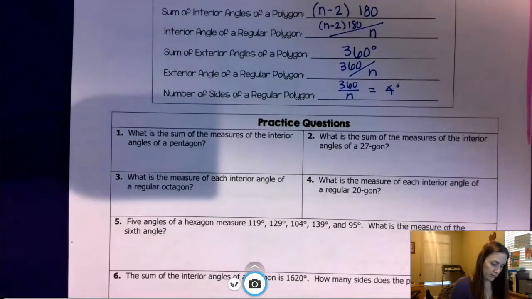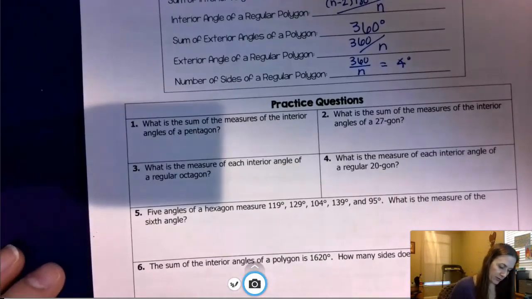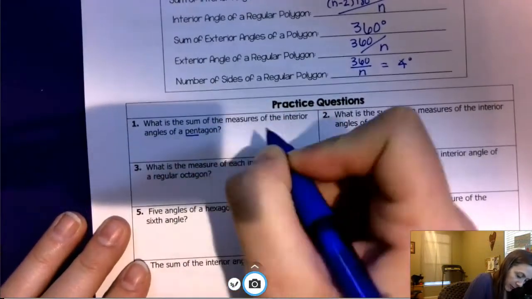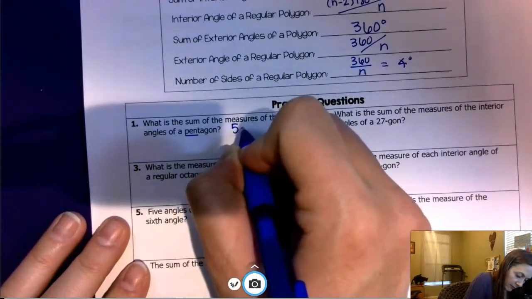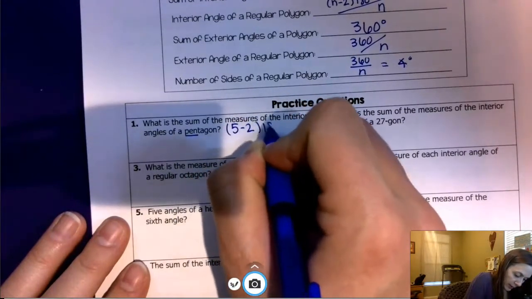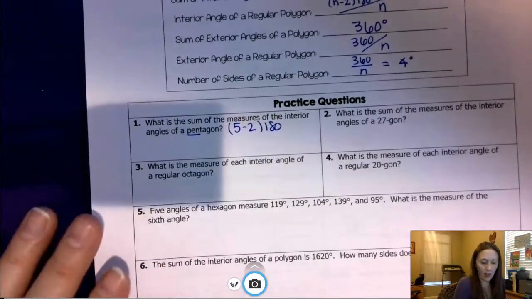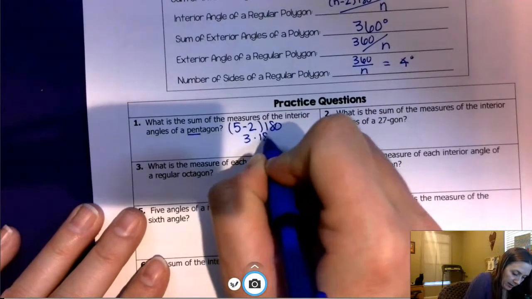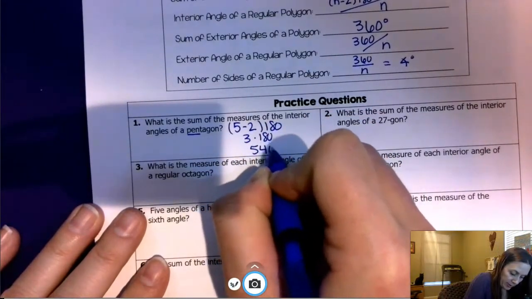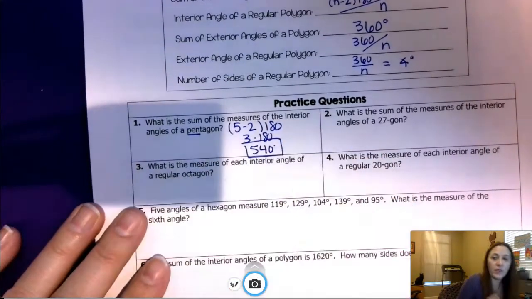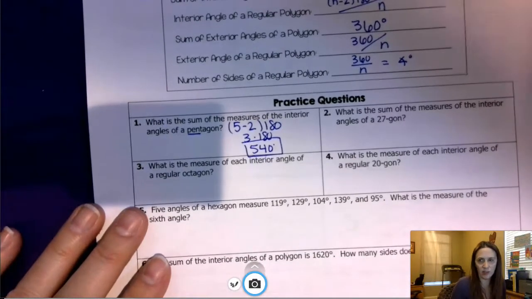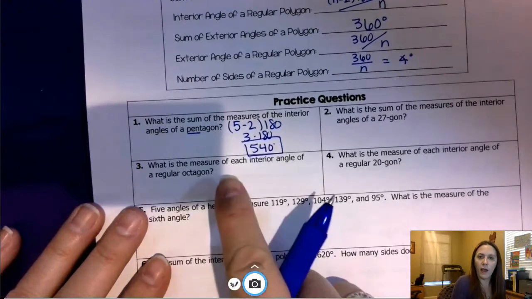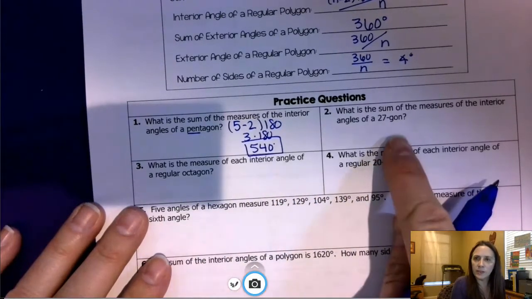Let's go ahead and do one. What is the sum of the measures of the interior angles of a pentagon? Pentagon, hopefully we remember, is 5. So I'm going to take 5 minus 2 and multiply it by 180. We already did this one. Hopefully you have it memorized: 3 times 180, and we get 540 degrees. Now there are going to be some that after a couple days, you're just going to know them. You should have them kind of in your memory because we do them so frequently. Let's do one of these.